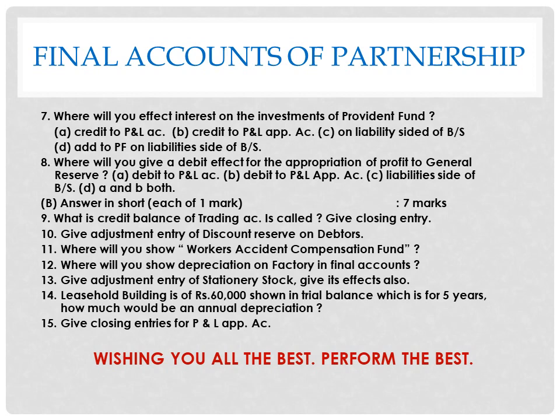13th question, give adjustment entry of stationery stock, give its effects also. 14th question, lease on building is of rupees 60,000 shown in trial balance, which is for 5 years. How much would be an annual depreciation? And 15th question, give closing entries for profit and loss appropriation account.